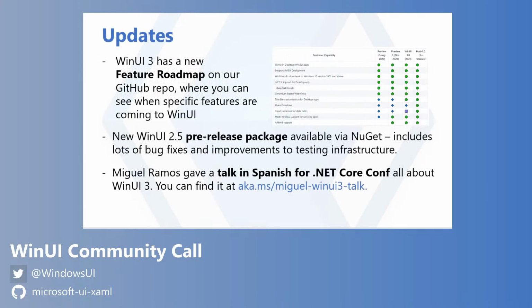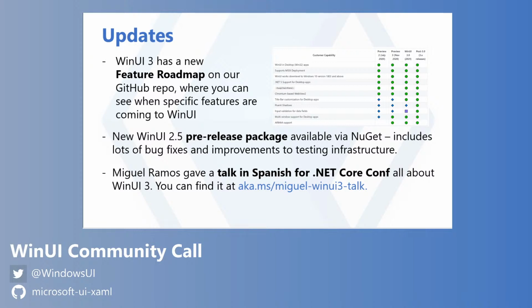So as for some updates, in case you missed it, we have recently released a new feature roadmap on our GitHub repo. So this is a table that shows just a ton of features and when they will be coming to WinUI 3. Are they coming in a preview release? Are they coming in the 3.0 GA release? Are they coming after 3.0? You can find all of that information on our GitHub repo. If you go to aka.ms/winui/github, and then you navigate into the docs folder, you'll see our roadmap in there.